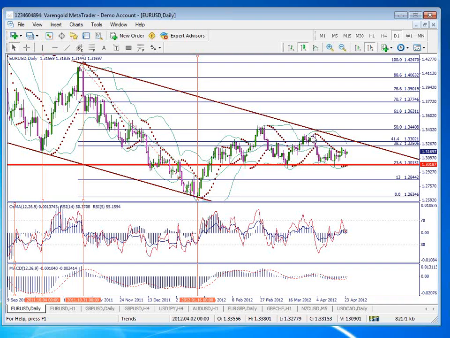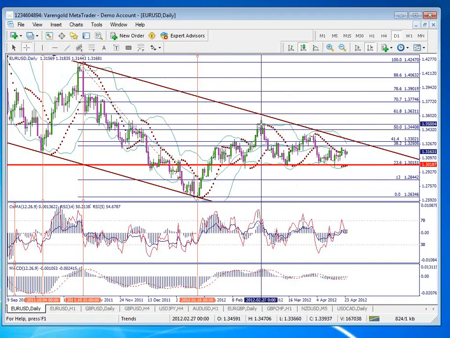And probably the pair will make swings between those lines, between the support and the resistance, that one that is the resistance of the pair for the moment.